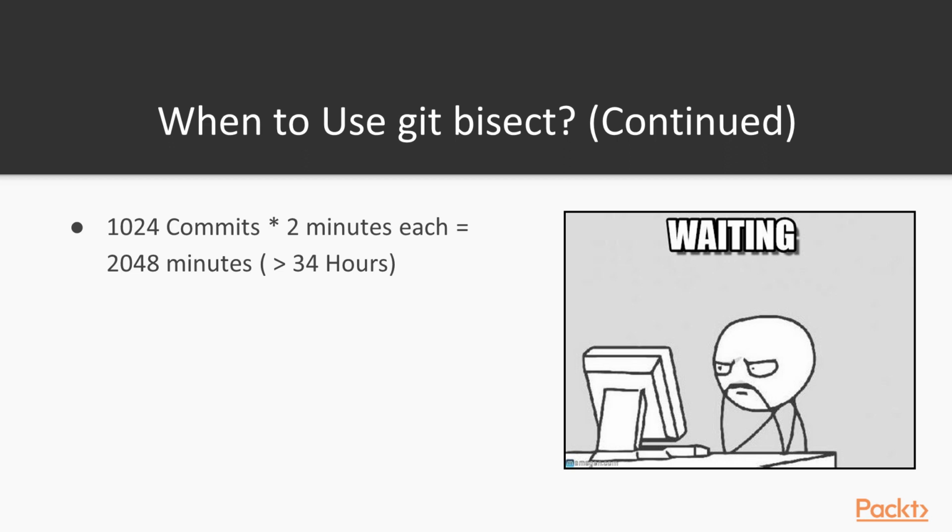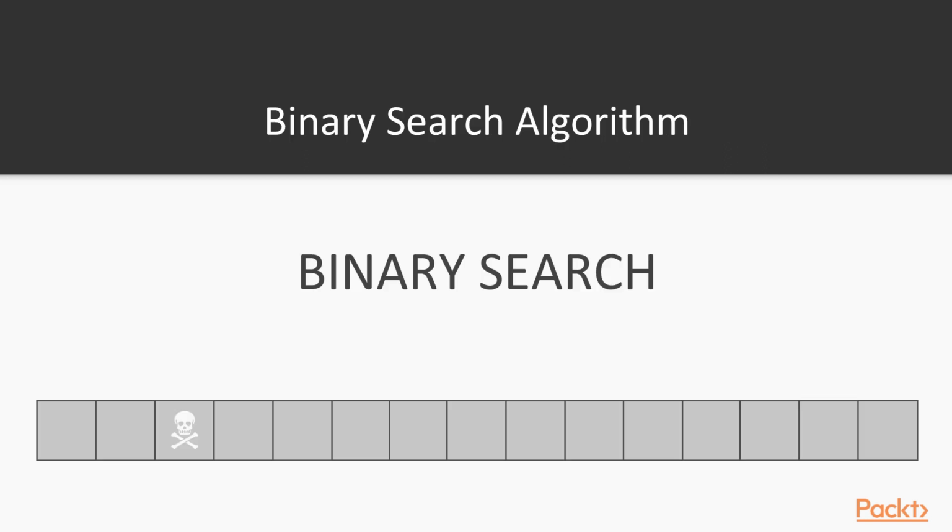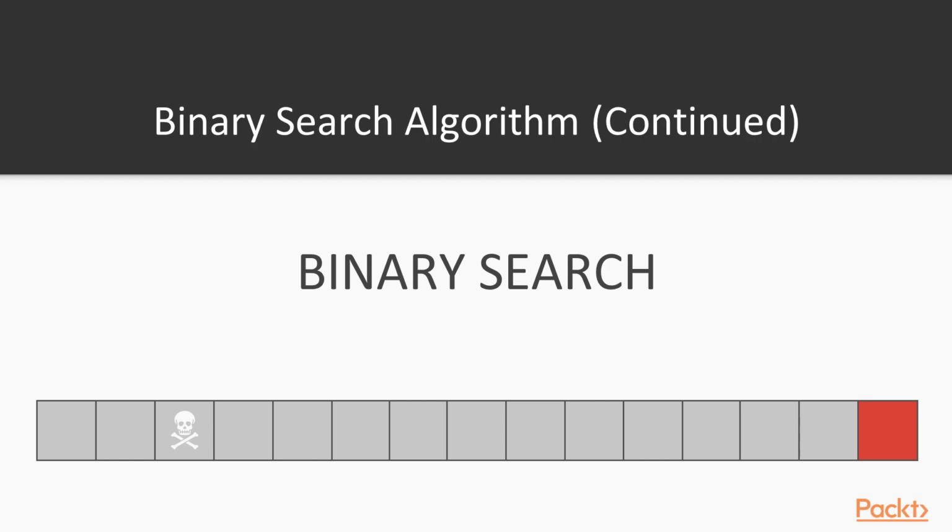Luckily, there is a simple algorithm called binary search that can really speed up this process. Let's assume that this list here is our list of commits. We only have 15 commits. The one with the skull here on the left is the broken commit, the one that we are looking for. What we know is that the latest commit is broken, right? It has a bug, so we can mark this commit as red. Then we can check out a really old commit and verify that the bug was not there. And if we find a commit where the bug was not present, we mark it as green.